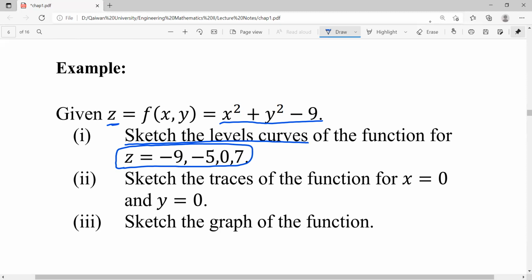It's given in the example. Yes, it should be given. Even if it's not given, you can choose any possible number actually.